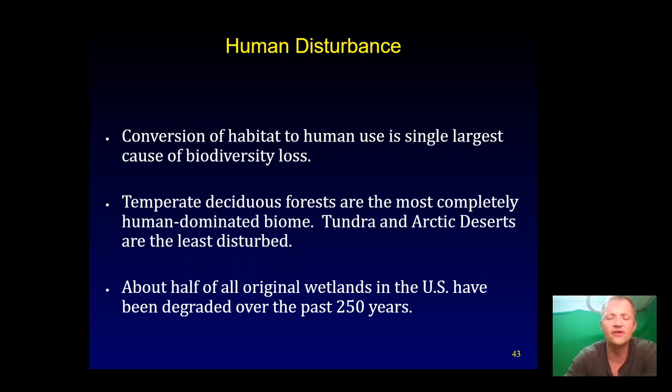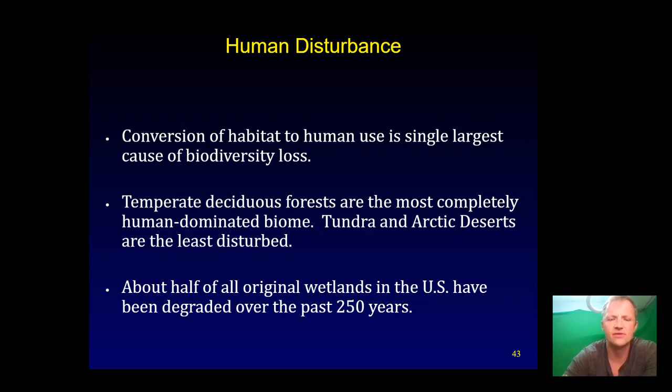These areas tend to filter out all these pollutants, hold on to them, and then allow fresh water to go through these systems, because you just have so much mud and dirt and sand that really cleans out the water. So they're very, very vital to humans as well. Conservation of habitat to human use is the single largest cause of biodiversity loss. Temperate deciduous forests are the most completely human-dominated biome.